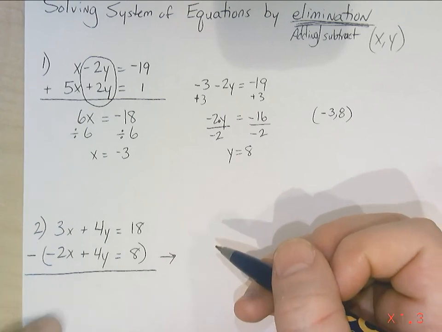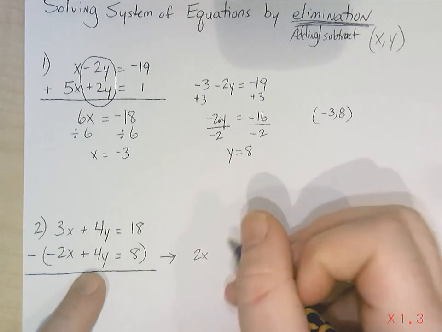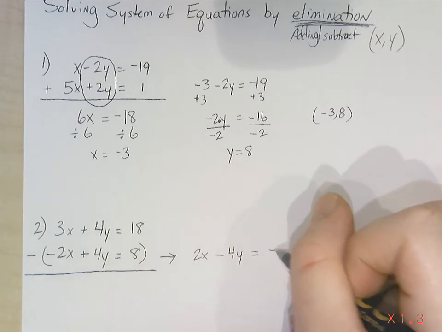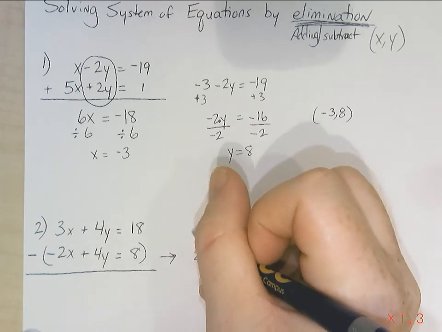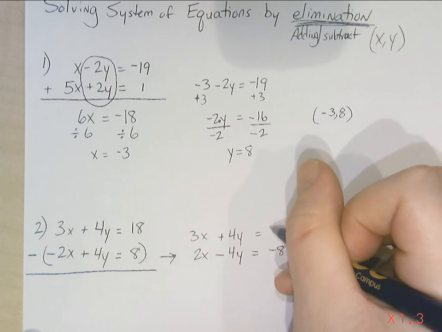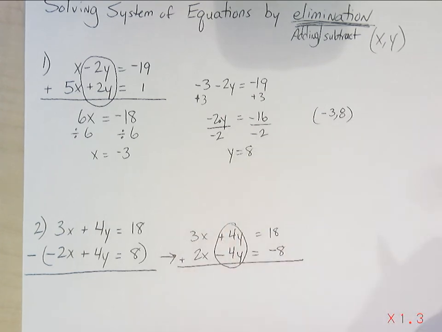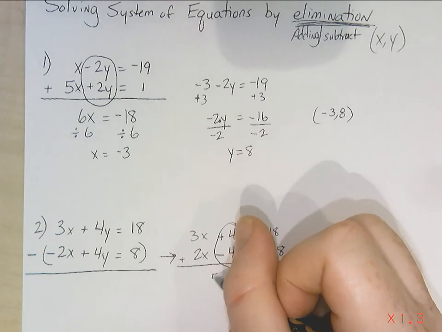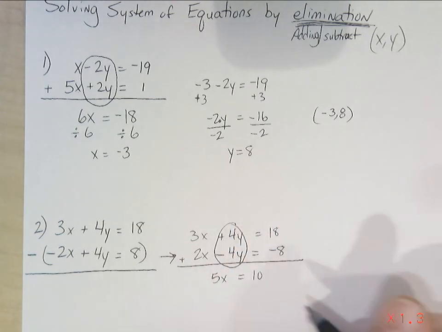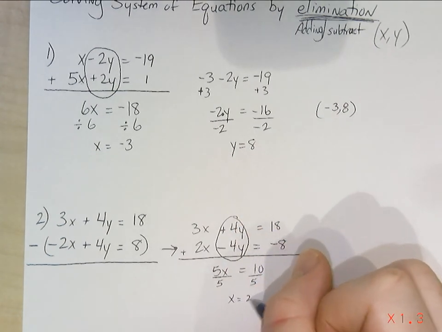So instead of negative 2x, this makes it a positive 2x. Instead of a positive 4y, it's a minus 4y. Instead of a positive 8, it's a minus 8, or a negative 8. And then what I do is I add them, like I did in number 1, because when I add them, we know that this is going to cancel out completely. I've got 5x left here. This is going to become 10. Divide both sides by 5. I've got x equals 2.